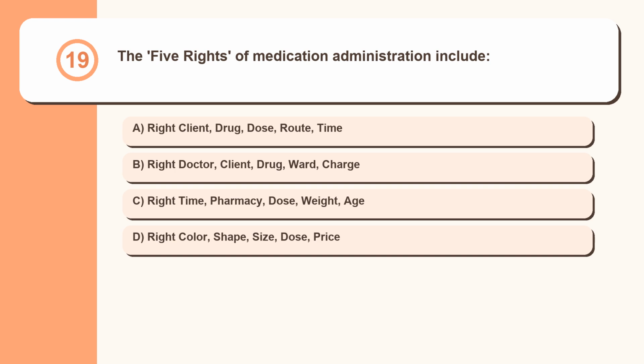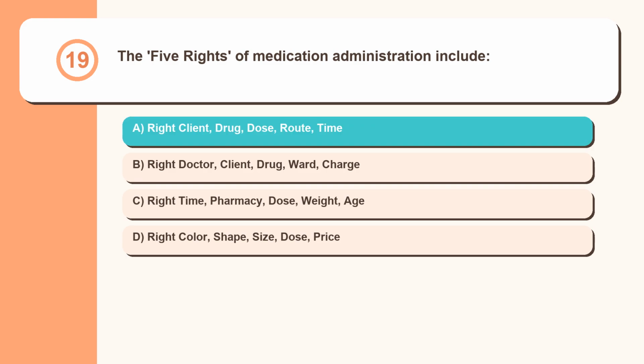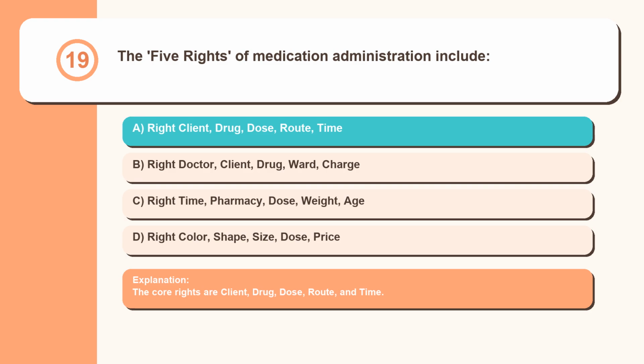Question 19. The 5 rights of medication administration include: right client, drug, dose, route, time; right doctor, client, drug, ward, charge; right time, pharmacy, dose, weight, age; right color, shape, size, dose, price. The core rights are client, drug, dose, route, and time.